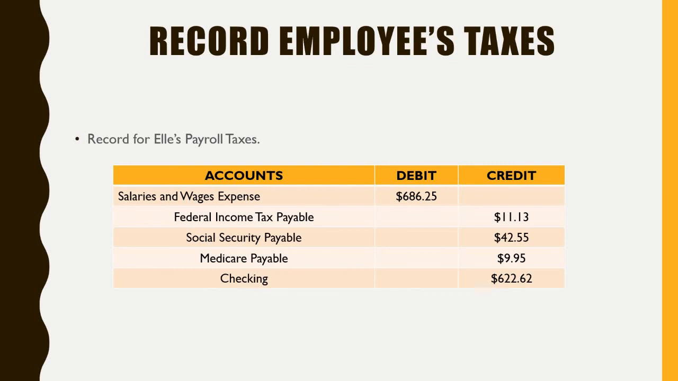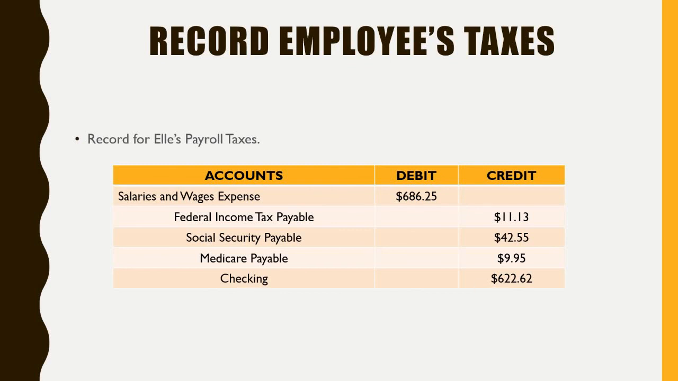We got $11.13 for federal income tax. Okay? We got Social Security, which once again is a federal tax, right? The employee is paying out of their paycheck to pay you to pay the government. So in this case, you owe the government money. So then you owe them another $42.55 because that's how much 6.2% of her gross earnings was. And then of course you also have a total of the Medicare of $9.95, right?